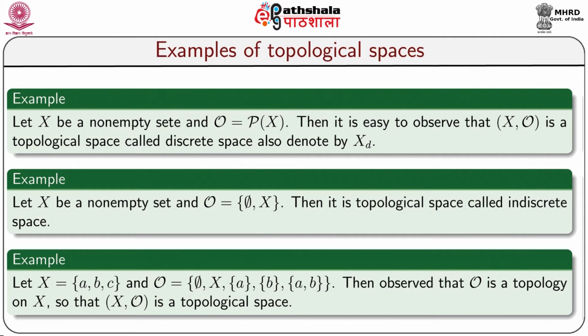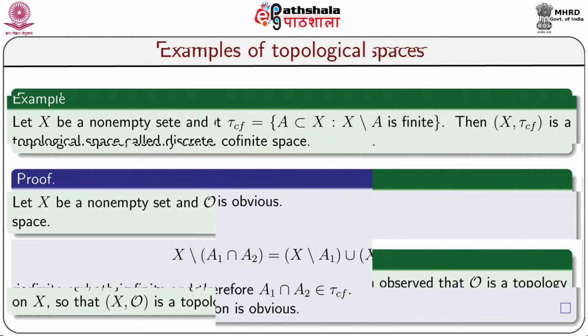Let us consider another example of a topological space. Let X be the finite set {a, b, c} and let script O contain the empty set, the whole set X, the singleton set {a}, the singleton set {b}, and the set {a, b}. We can verify that this is a topology on X, because it is closed under arbitrary union and closed under finite intersection. So, this is also a topological space.